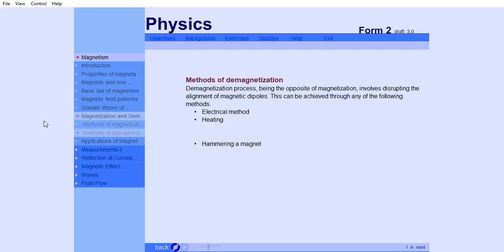Methods of demagnetization. The demagnetization process, being the opposite of magnetization, involves disrupting the alignment of magnetic dipoles. This can be achieved through any of the following methods: electrical method, heating, and hammering a magnet.